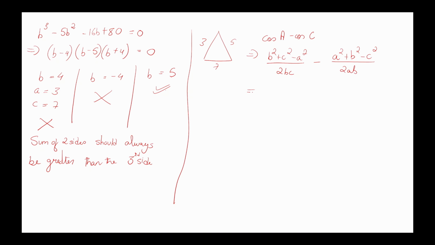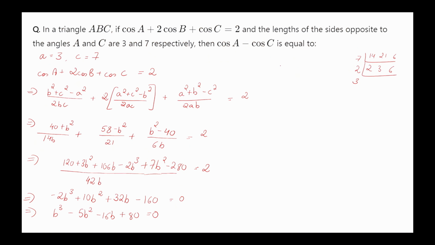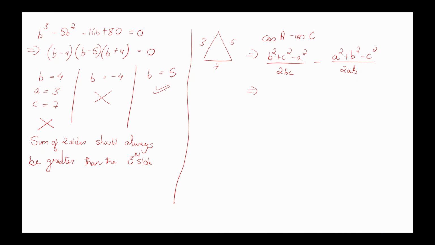Now let me just simply substitute the values. So b square plus c square, so 25 plus 49, this would give us 74, minus 9, would give us 65. So we would have 65 here divided by 2 times b into c, so 10 into 7 would give us 70, minus, what are the values on this side? We would have 25 plus 9 minus 49. So we would have minus 40 and this would make it plus.